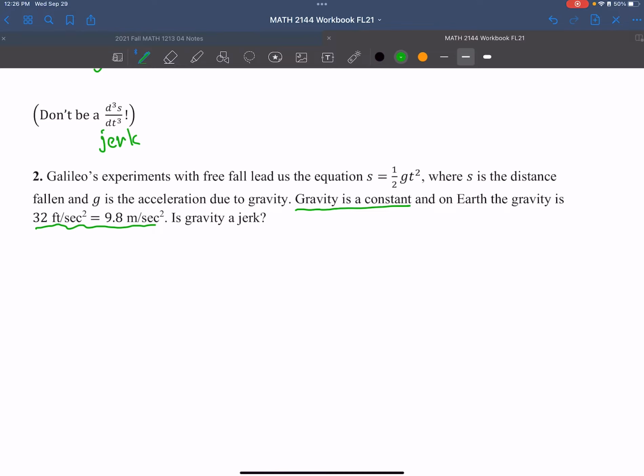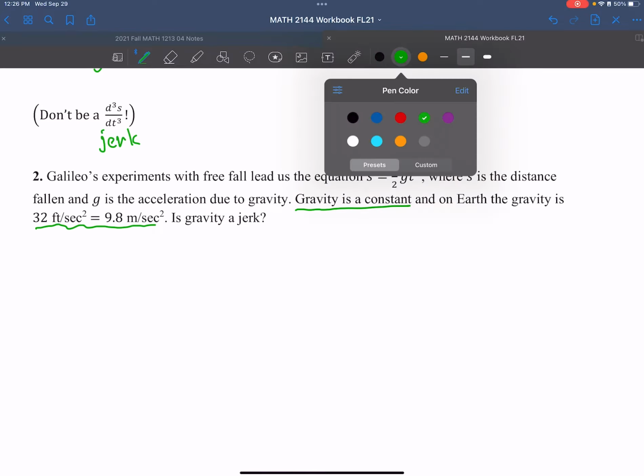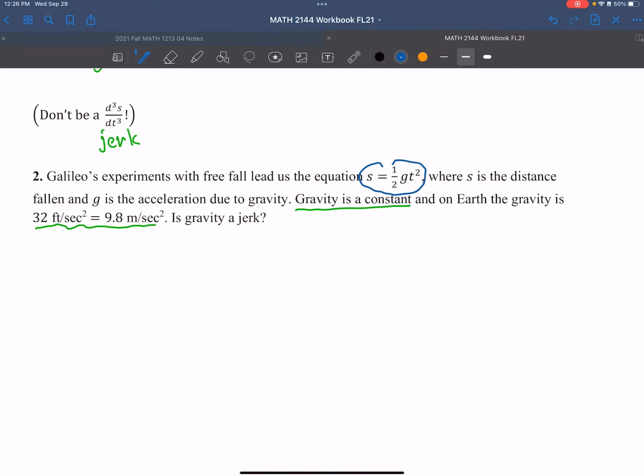So this is a little bit of an attempt at humor. By jerk here, I mean jerk motion. So how do I figure that out? Well, we have our position function right here. So s is equal to 1/2 g t squared.